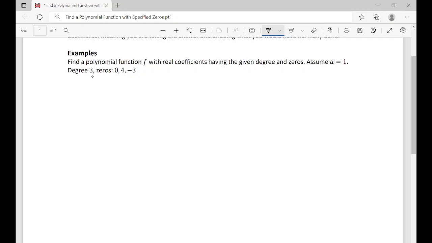It's a degree 3, which means its highest exponent is going to be a cube, and the zeros are 0, 4, and -3. So first thing you want to start off with is the zeros. So we know that x equals 0, x equals 4, and x equals -3. Now this is where you normally stop, but this time we're going to go backwards. So instead of solving for x, we're going to move everything back over. So x equals 0 is still going to be x equals 0.